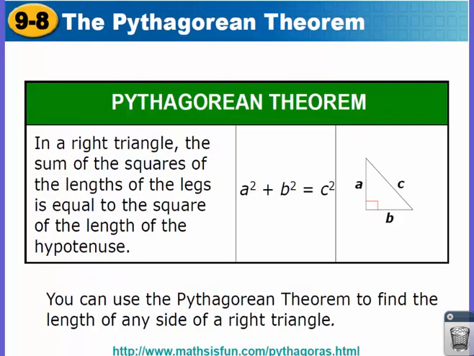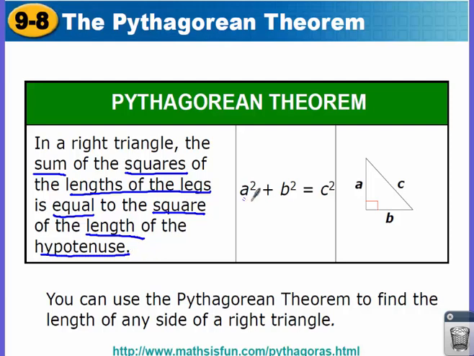Okay, so let's find out what the Pythagorean theorem is. It says in a right triangle, the sum of the squares of the lengths of the legs is equal to the square of the length of the hypotenuse. So this is in language arts. We know we're going to add, and we know we're going to square some things. What are we squaring? The lengths of the legs. And that's going to be equal to the square of the length of the hypotenuse. Okay, so that's language arts.